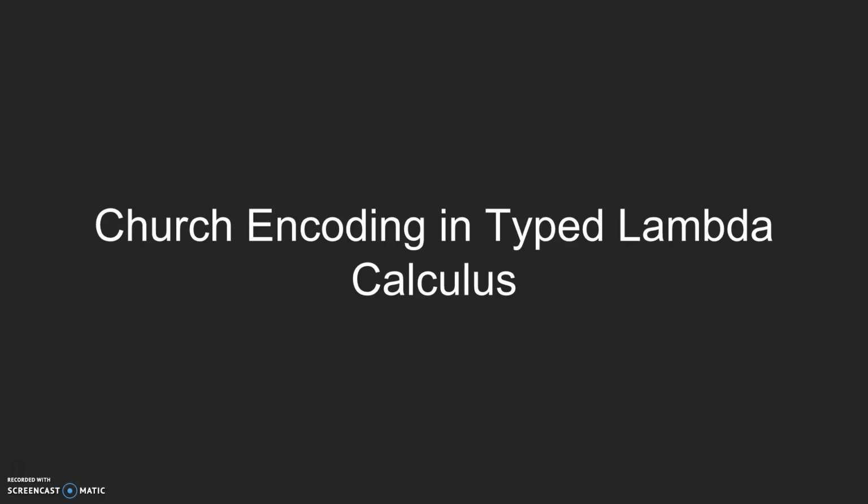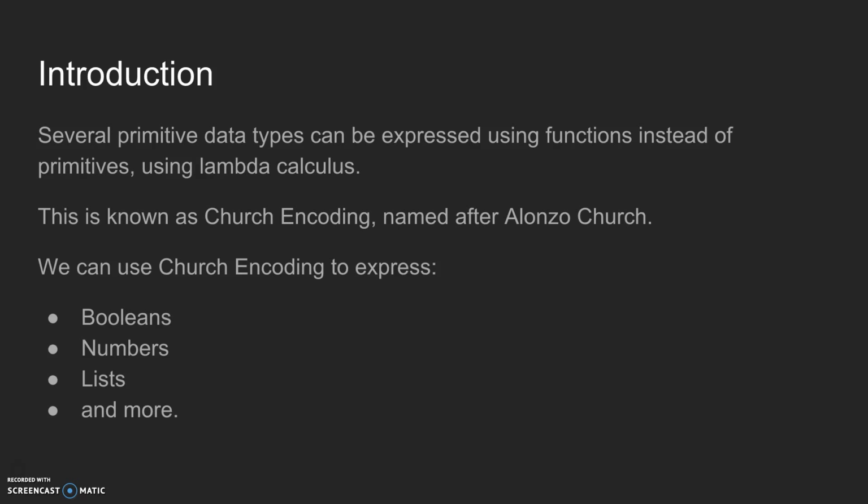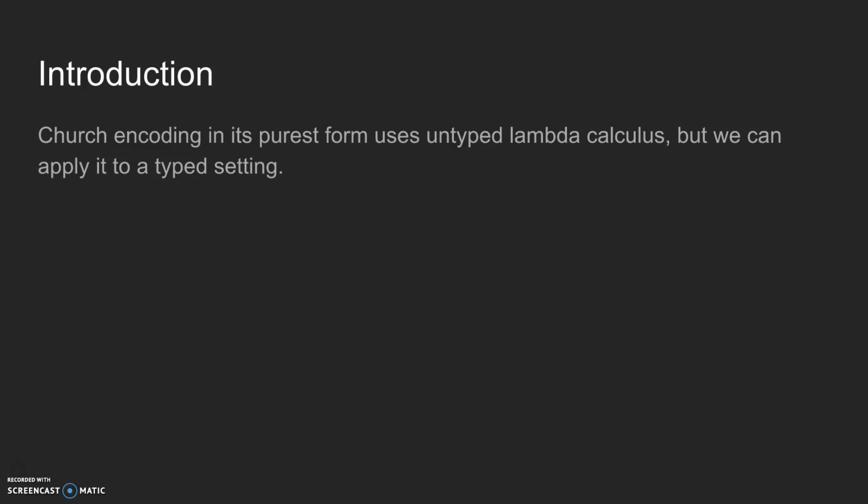Next, we'll be talking about church encoding in typed lambda calculus. Several primitive data types can be expressed using functions instead of primitives using lambda calculus. This is known as church encoding, named after Alonzo Church. We can use church encoding to express booleans, numbers, lists, and more. Church encoding in its purest form uses untyped lambda calculus, but we can apply it to a typed setting.